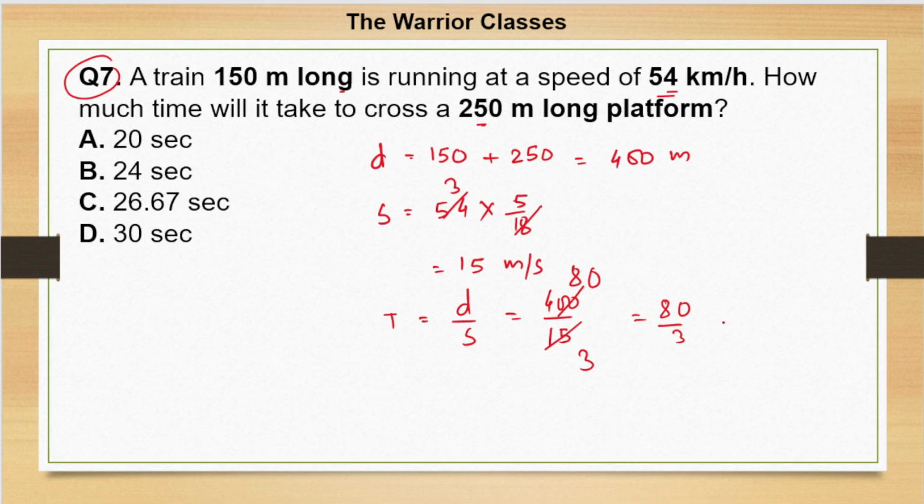Now 3 times 26 is 78, so the remainder is 2. 2 divided by 3 is 0.66. So it is 26.66, option number C.